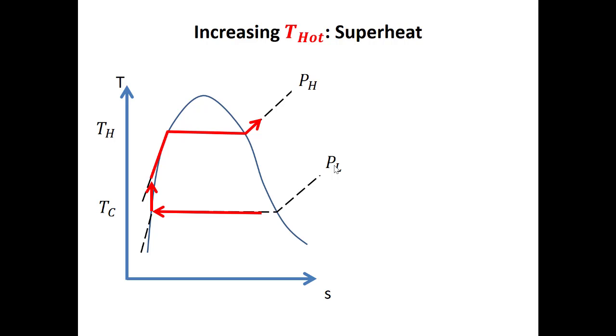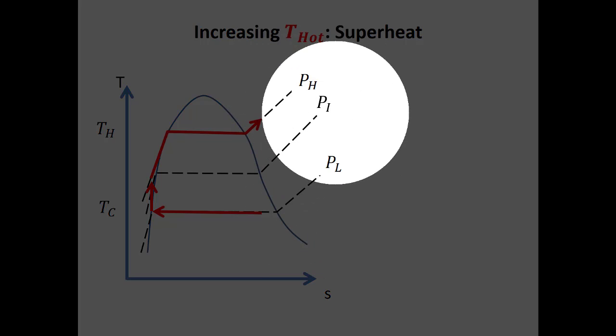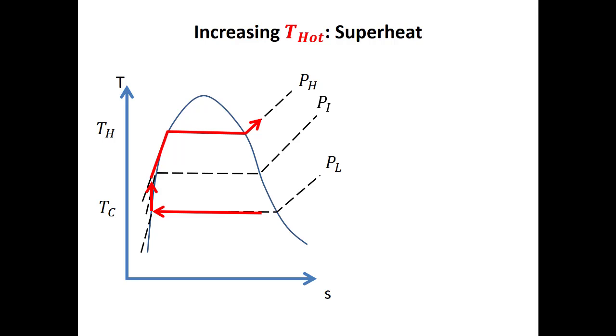Because we're adding a second turbine. But now our high pressure turbine is going to operate at this intermediate pressure. So we take away our turbine line, if we're drawing our TS diagram, and we add some other pressure line that's in between our low pressure and our high pressure. I've called this PI because it's some intermediate pressure.